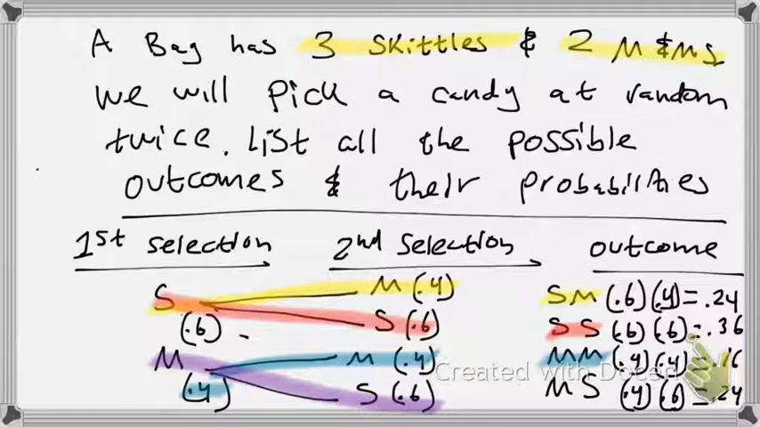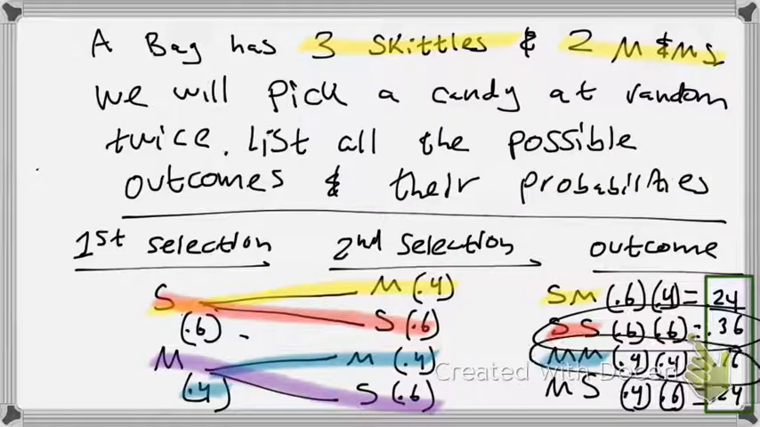And what I want you to notice again, if you add all these probabilities down here, you should get 1 whole or 100%. And also you notice that the most likely thing to happen is grabbing 2 Skittles, SS, which is 0.36, because there's more Skittles than M&Ms in the bag. And the least likely thing to happen is grabbing 2 M&Ms, which is 0.16, because there are fewer M&Ms than Skittles. So hopefully this will help you understand tree diagrams and writing the probabilities for them.